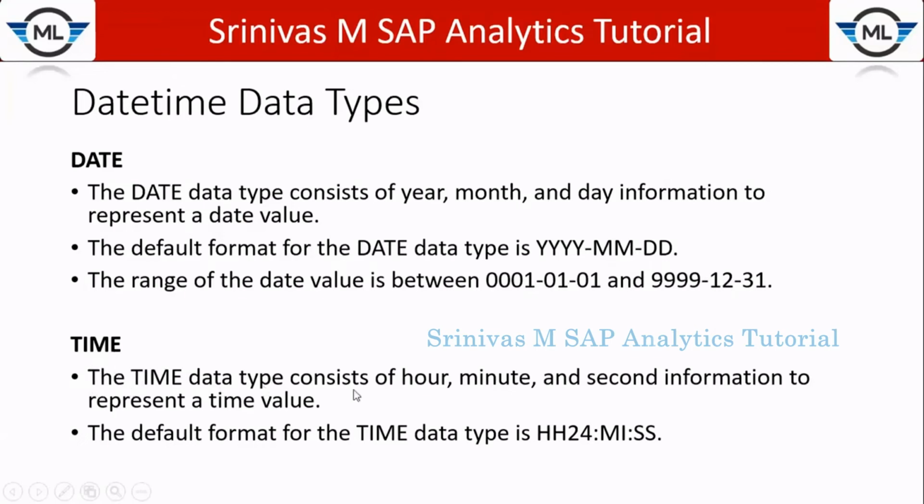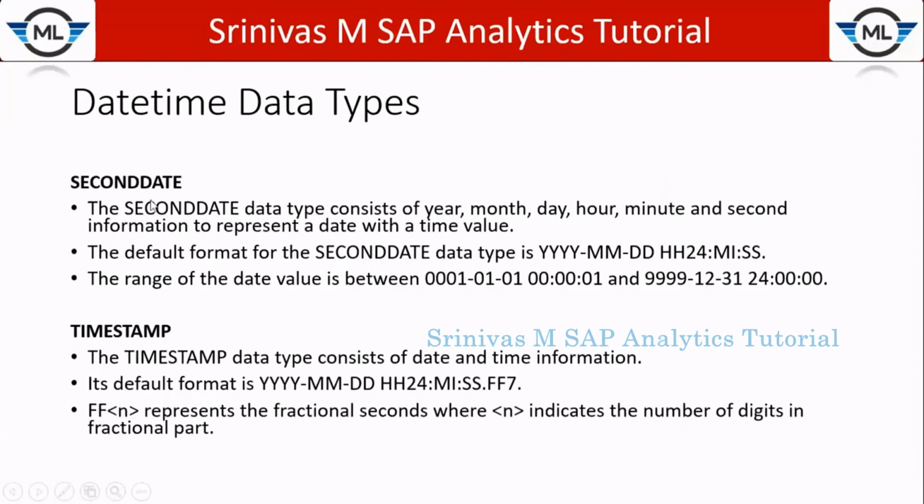So a time data type consists of hours, minutes and seconds information, and this is the standard format of time, 24 hours format with HH:MI:SS. Whenever we are trying to save a time value, we must provide it in this format.